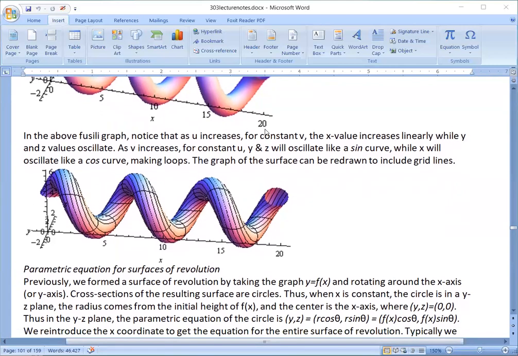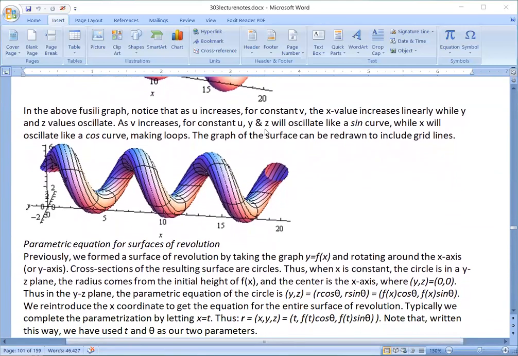So now, reintroduce the x coordinate to get the whole formula. You can complete the parameterization. Typically, we just let x equal t. So therefore, your formula is now r equals (x, y, z), which equals t, comma, f of t times cos theta, comma, f of t sine theta.